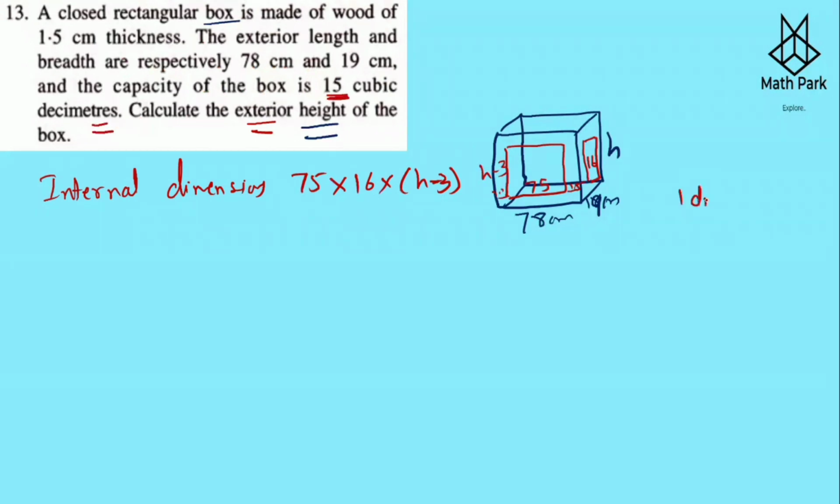So 1 decimeter is equal to 10 centimeter. So 1 decimeter cube is equal to, you'll have to multiply by 10, so it is 1000 centimeter cube. So the volume is given to you. So how do you get the volume?